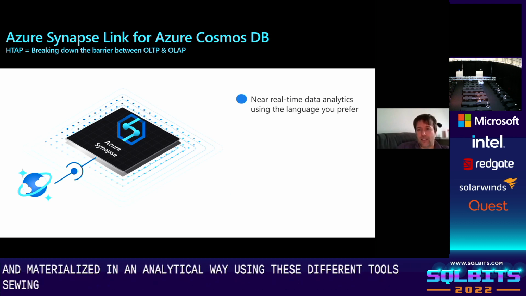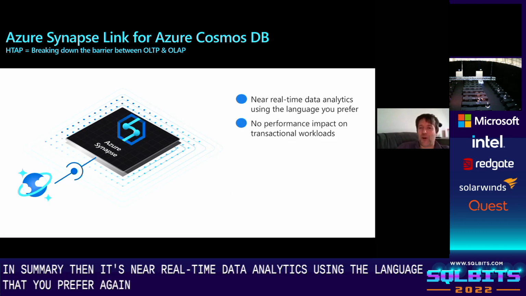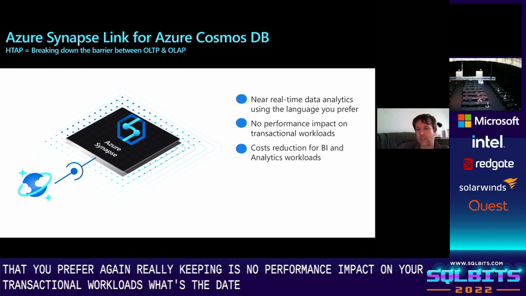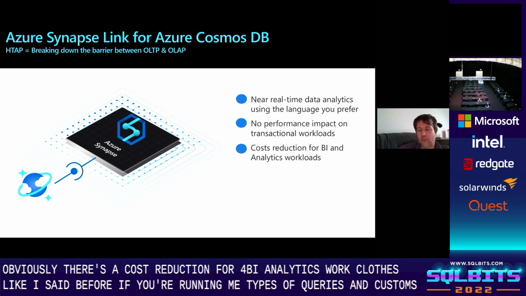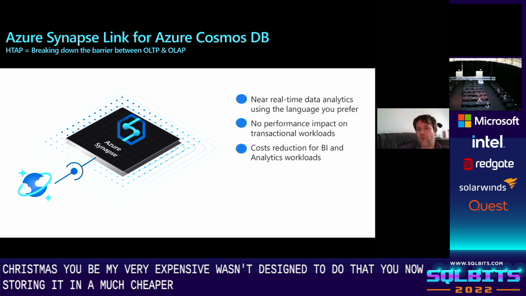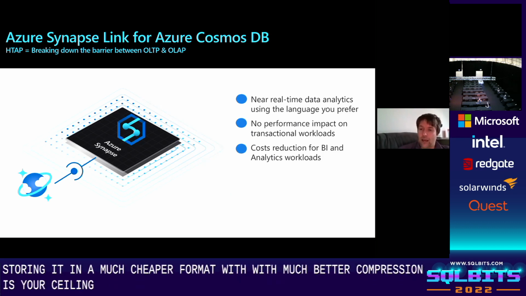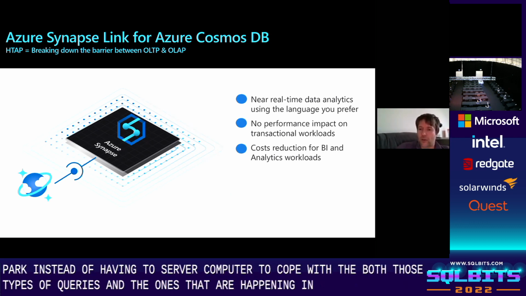So in summary, it's near real-time data analytics using the language that you prefer. Again, really key point, there's no performance impact on your transactional workloads once the data is in the analytics store. Obviously, there's a cost reduction for BI and analytics workloads. Like I said before, if you're running these types of queries on Cosmos DB, it's going to be very expensive. It wasn't designed to do that. You're now storing it in a much cheaper format with much better compression, as you'll see later on. You can run those queries ad hoc instead of having to serve up enough compute to cope with both those types of queries and the ones that are happening in your operational space.